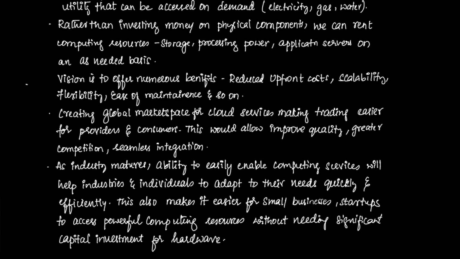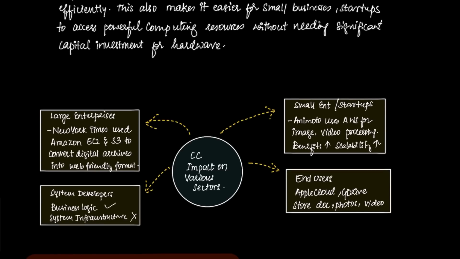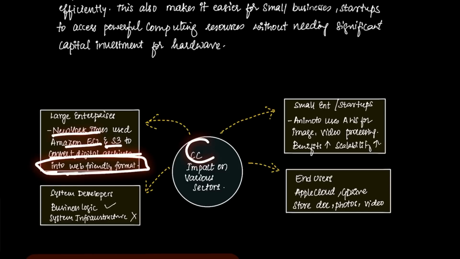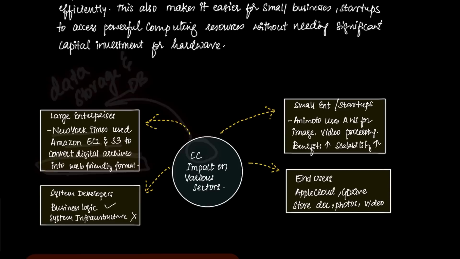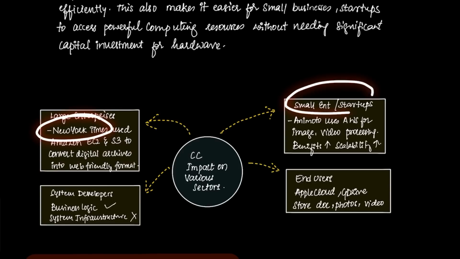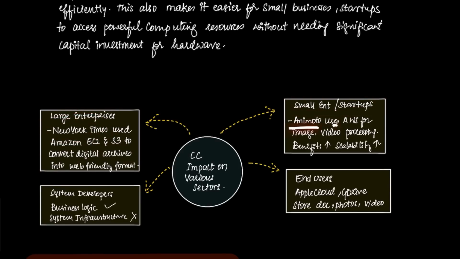So moving on further, we have the impact of cloud computing on various sectors. So the first one is large enterprises. For example, if you consider the New York Times, they had used Amazon EC2 and S3 to convert digital archives into web-friendly format. So the cloud computing was extensively used for data storage and database retrieval purpose by the New York Times here. Speaking of the small enterprises or startups, for example, Animoto uses AWS for images, video processing. Benefits are very high and scalability is also increased here.